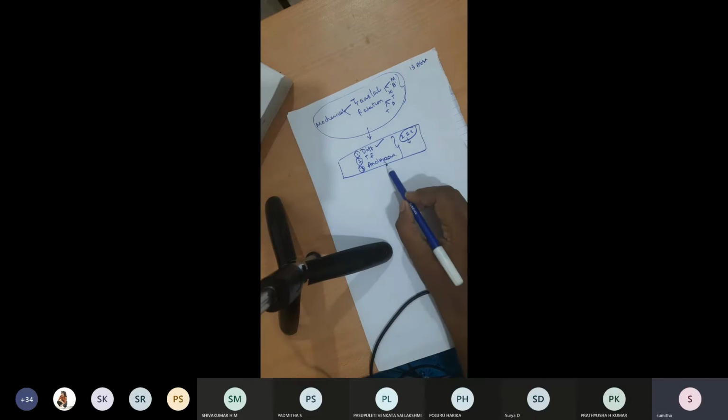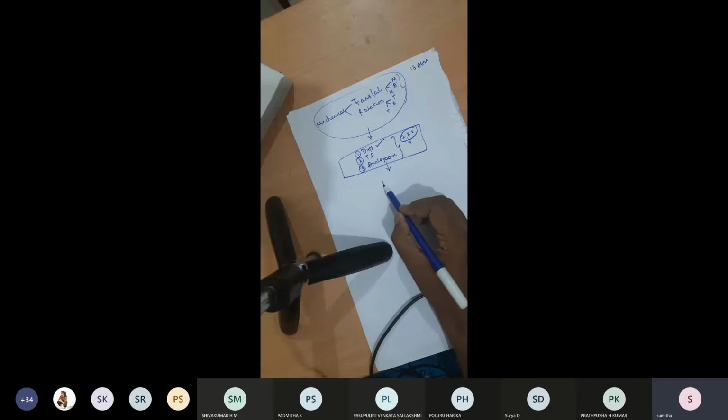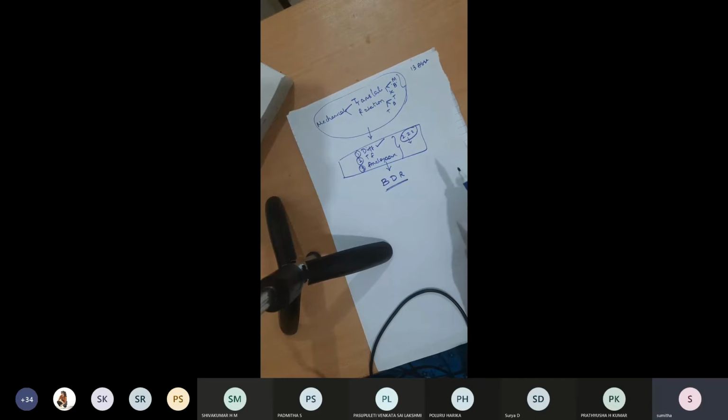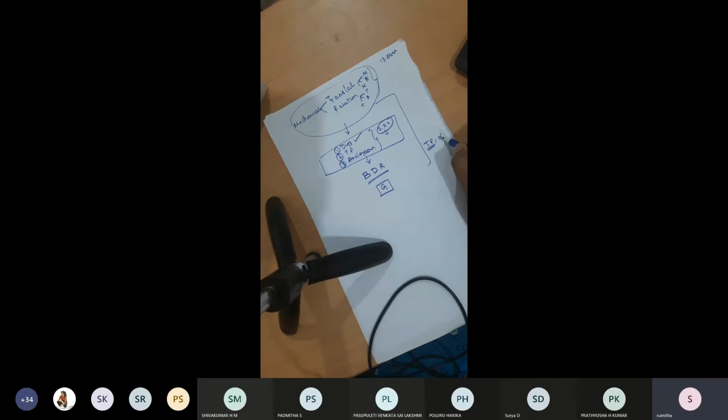Then we slowly entered into a new technique called block diagram reduction. In this, what did we do? The effect of the element, we put in one block and we call it G. G was the gain of the block. The main task of doing all these things in control system is to find the transfer function. What is a transfer function? It is the ratio of output to input.